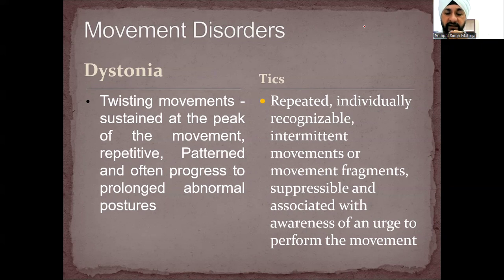H1.19 says: describe the mechanism of action, type, doses, side effects, indications, and contraindications of drugs acting on the central nervous system. So today I'll be focusing on some movement disorders and on Alzheimer's disease.